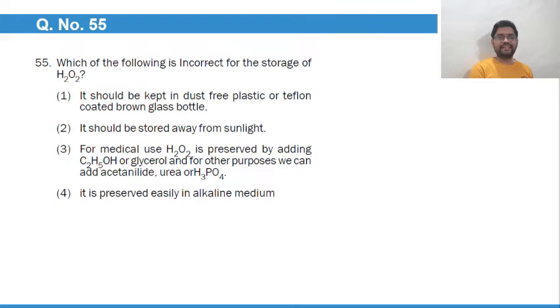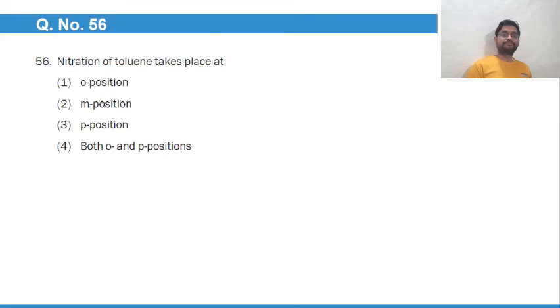Which of the following is incorrect for the storage of H2O2? It should be kept in a dust-free plastic or Teflon coated glass bottle. That is true. We need to go for incorrect, but this is correct. It should be stored away from sunlight. That is certainly true. For medical use, H2O2 is preserved by adding alcohol or glycerol, and for other purposes, we can add acetanilide, urea or phosphoric acid. True. It is preserved easily in alkaline medium. False. We'll go with this. It is unstable in alkaline medium. So that is false.